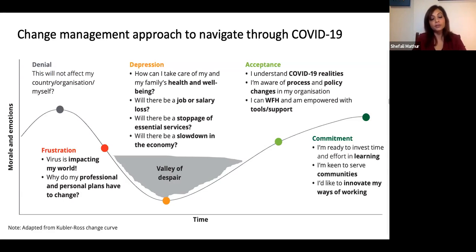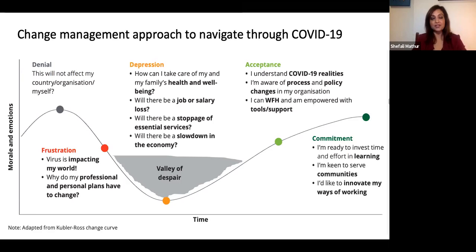What's my future? Now further, when we didn't open up and there was so much uncertainty around, we went into a depressive stage where we said, okay, now we are definitely not opening. How am I going to survive financially? How is my family going to be safe? How will I take care of my family's health and well-being? Will I have a job when we open up?